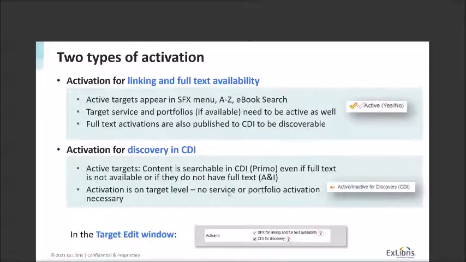So in the next slides I'll show you what this looks like. This is the main slide of the day, I guess. This is really the two types of activation that I wanted to explain. In the edit target window, you can see that they are both listed. You have full text activation for linking and full text, and then you have the CDI activation.